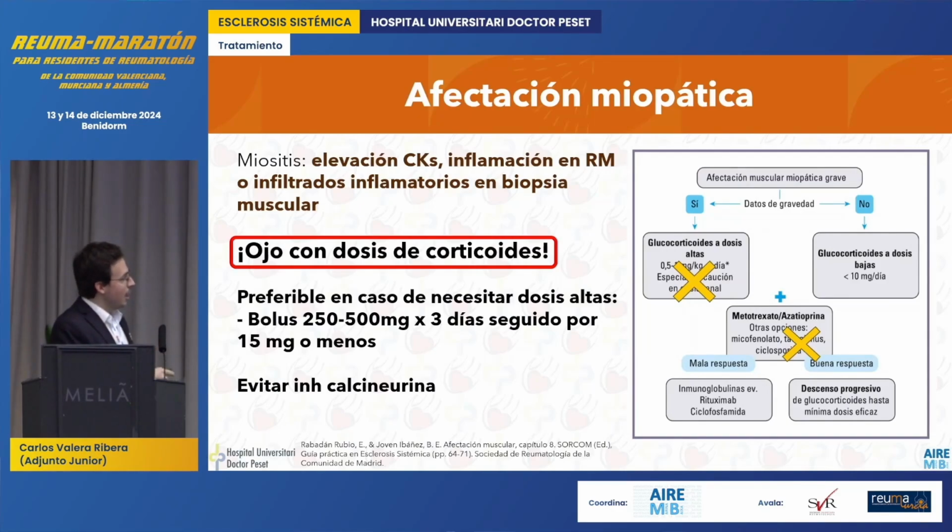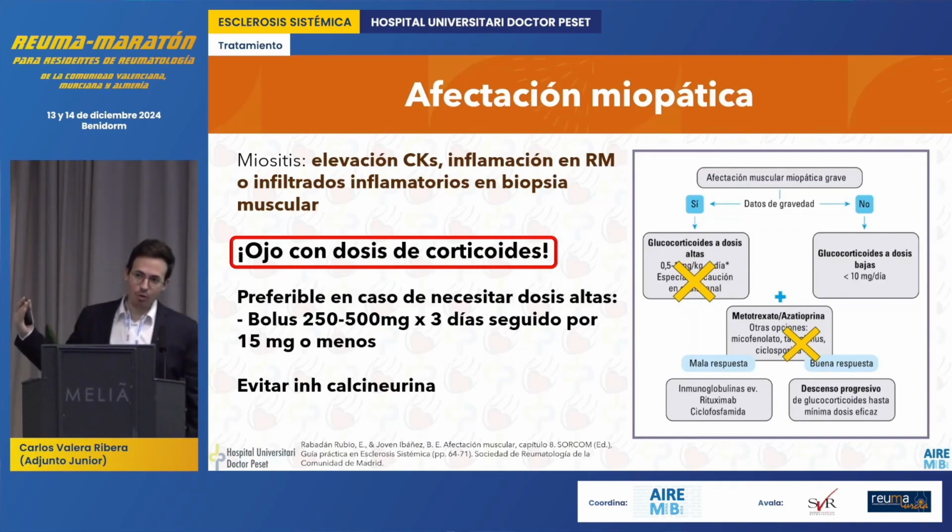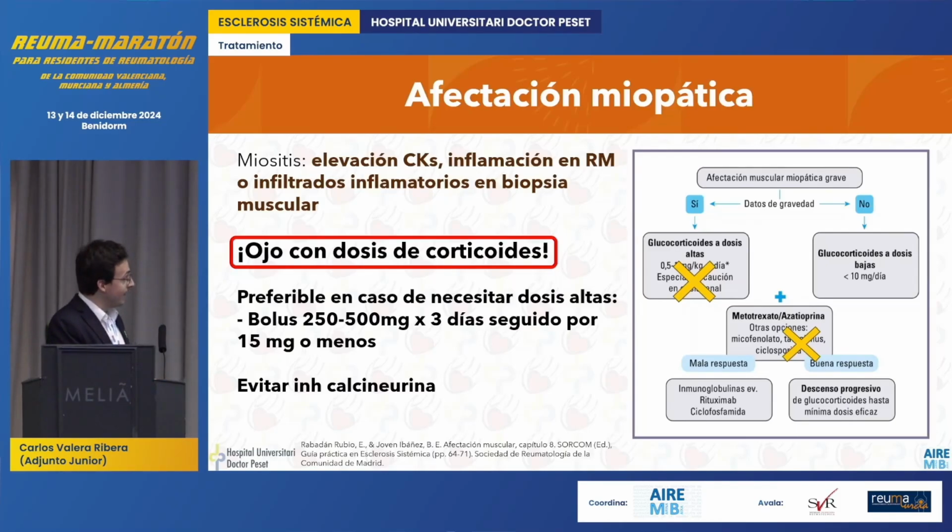First, as I've crossed out here, do not use sustained milligram per kilo doses over time because of the risk of scleroderma renal crisis. It is much safer to use boluses. It's safer to administer 3-day boluses and then quickly taper corticosteroids down to 15 milligrams per day or less. Also, avoid calcineurin inhibitors due to the risk of developing a renal crisis.